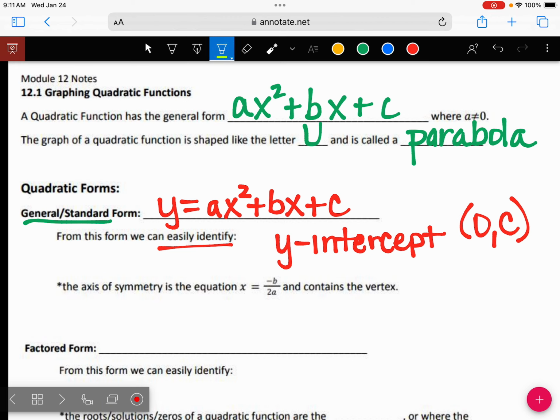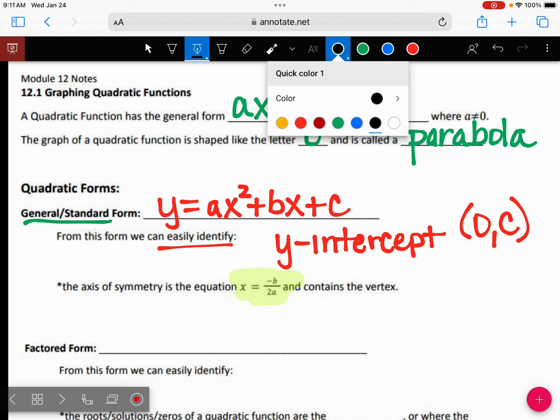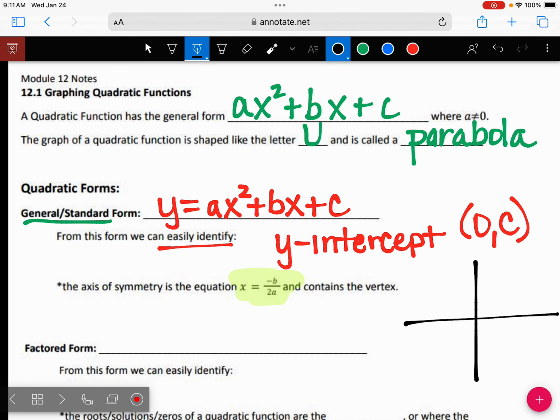So it will be (0, C). That is your y-intercept. And this here formula is very, very important because it tells us the axis of symmetry. So what is the axis of symmetry? Let's go ahead and quickly draw a parabola. So if you draw a parabola, I'm going to draw my parabola right here.